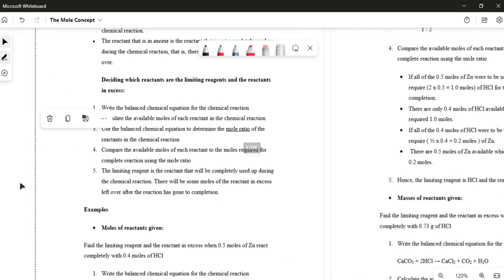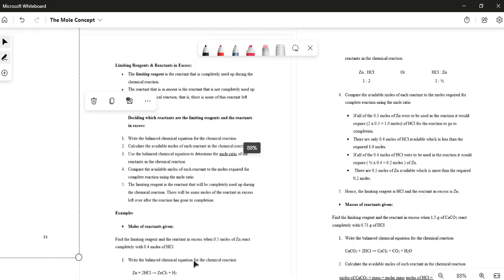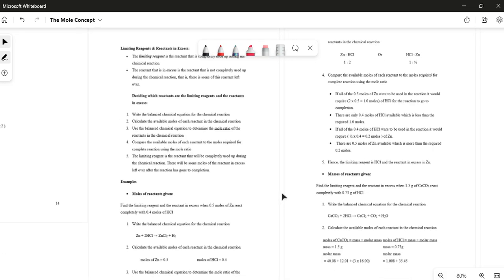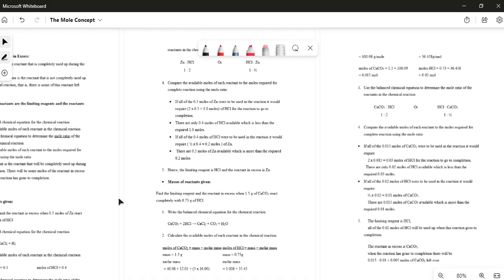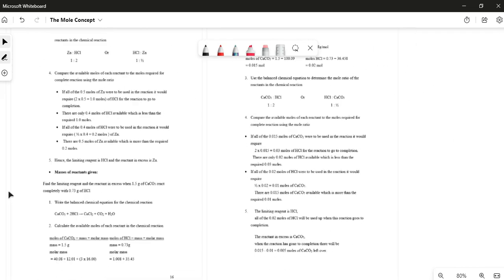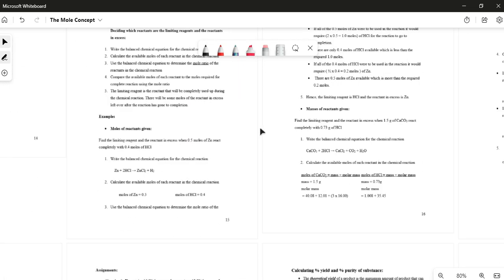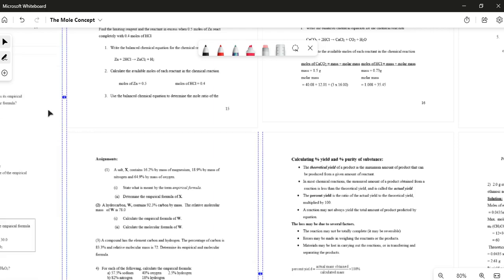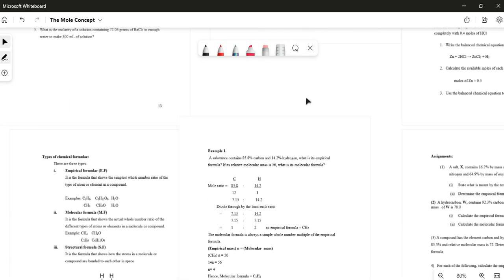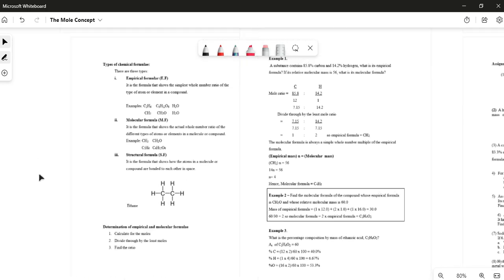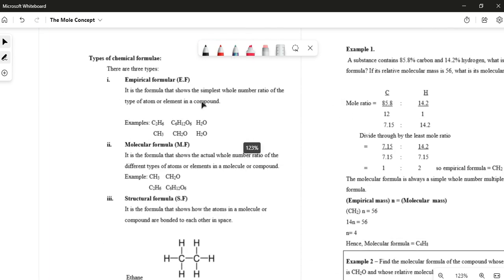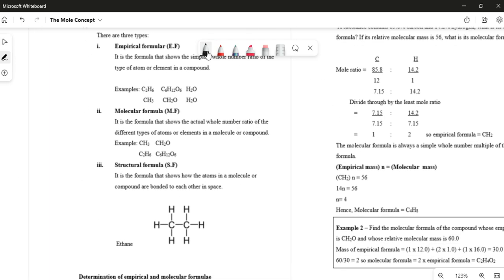So we have some examples over here. Example: masses of reactants given. I want to just look at the formulas first, so that once we are done with that, we can come back and do this as well. Type of chemical formula. Oh, this is easy. Chemical formulas we have empirical, molecular, structural. Structural we have displayed, and then displayed and written, I think.